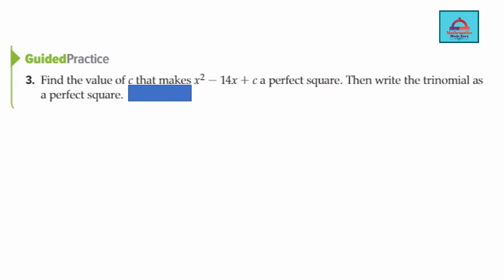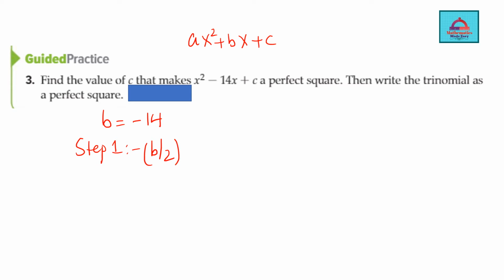Okay, so if you've understood that method, let's solve this here. First we compare with the standard form and get the value of b. So b is -14. Step 1 is to divide b by 2. So b divided by 2 means negative 14 divided by 2. That's negative 7. Step 2 is to take its square.